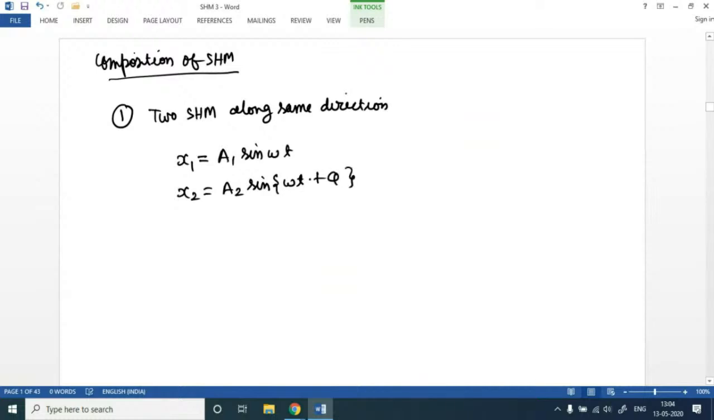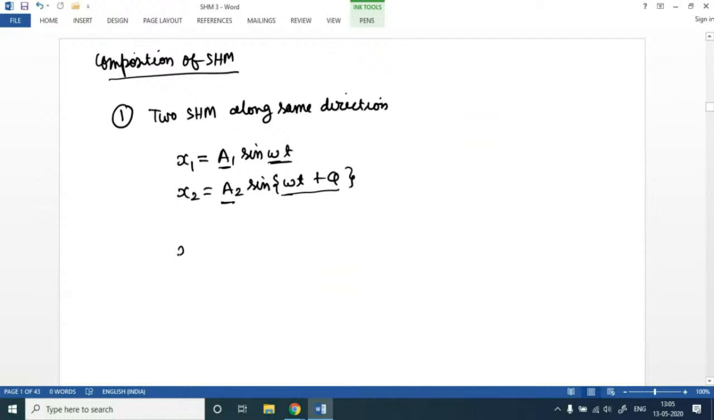So you can see we have taken two SHM, both along the x-axis, and they are oscillating about the same mean position, that is the origin, but with different amplitudes a1 and a2. Also notice I have taken their angular frequency to be the same, but there is some phase difference between them. The phase of the first SHM is omega t, and the phase of the second SHM is omega t plus phi. So obviously the phase difference is phi.